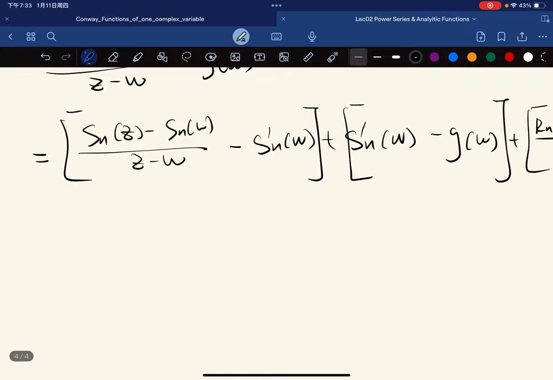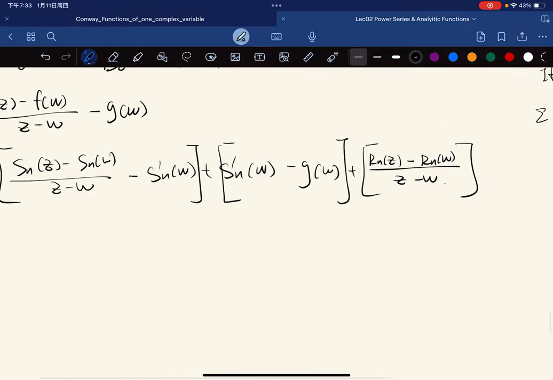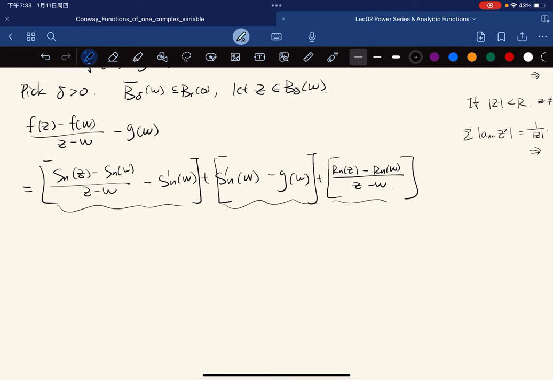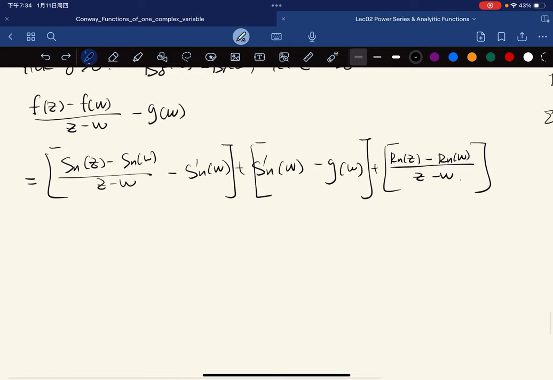Now, so we just calculate each of them. Calculate this. What we want is to squeeze all of them so that we can say that this goes to zero, right? This goes to zero. And we're done. So let's just squeeze this first. Now, let me just copy this thing.